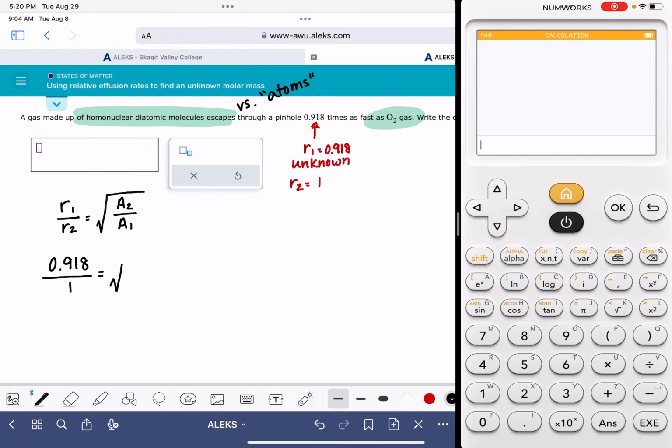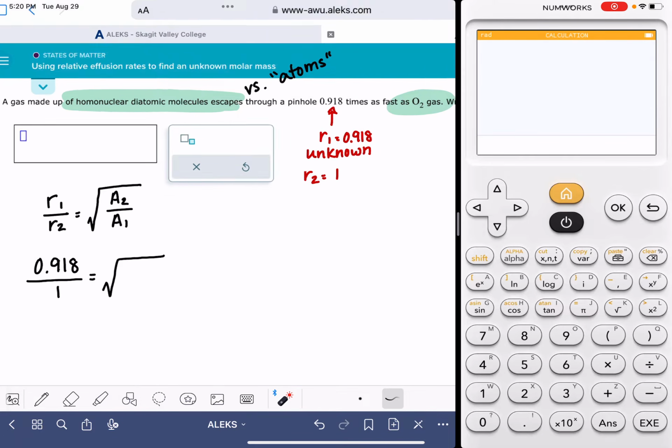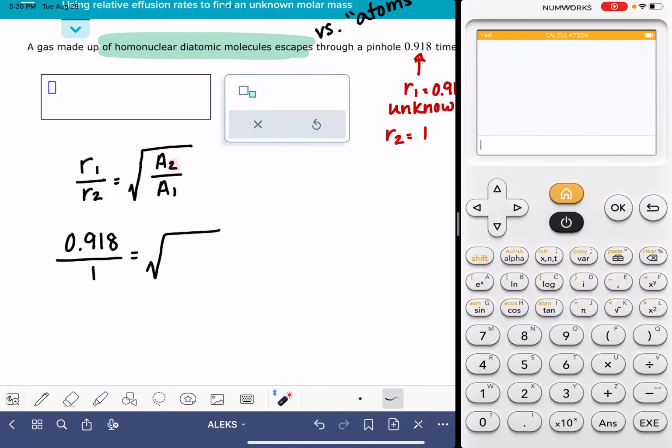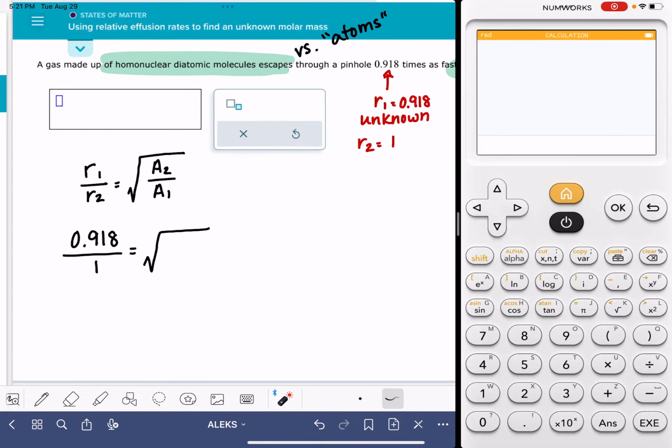Now next we have a square root of A2 over A1. Notice that the numbers are now the other direction. We have 1 over 2 on one side, and on the other side we have 2 over 1. These numbers represent the atomic mass or the molar mass of the gases. So A2 represents the molar mass of gas number 2, and A1 represents the molar mass of gas number 1.